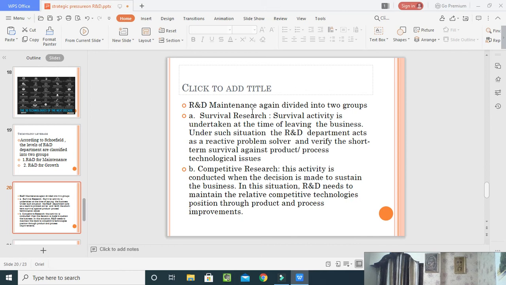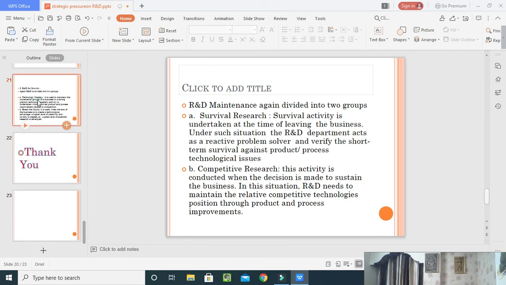So in this situation, whenever this kind of situation comes, research and development needs to maintain the relative competitive technological position through product and process improvement. That means whenever the products are in need, whenever the process is there, there should be an improvement. So to bring the changes in the product or in the services or process, this competitive research will be utilized.